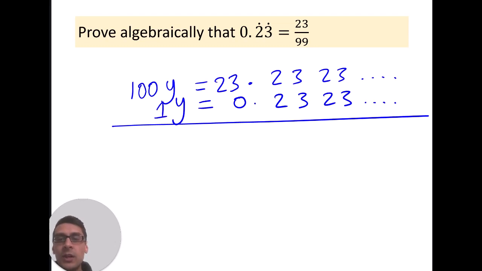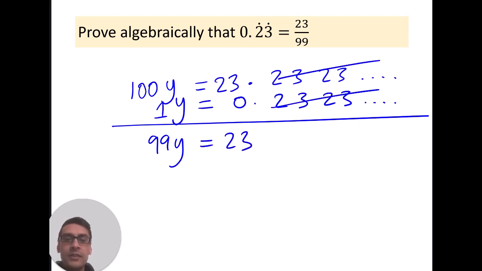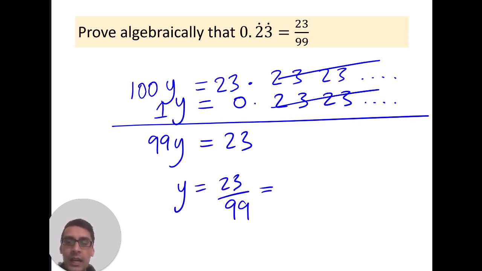I'm going to do the subtraction. So 100y take away 1y is 99y equals 23. The recurring part cancels out. So y equals 23 over 99. We can cancel the fraction down if possible. In this case, we can't. So that's going to be our final answer. And we've just proven it algebraically.